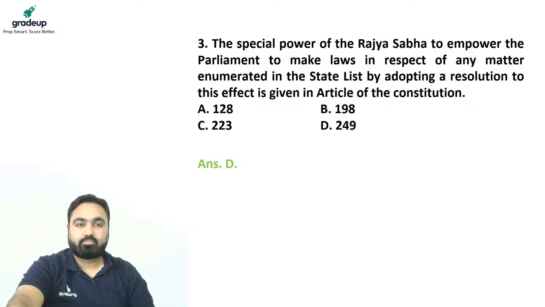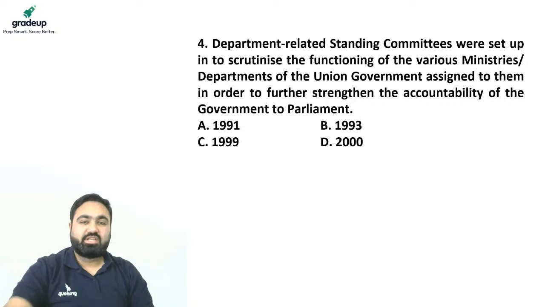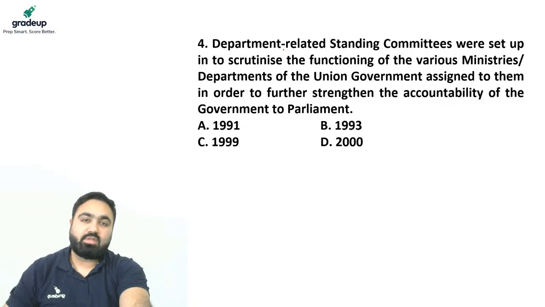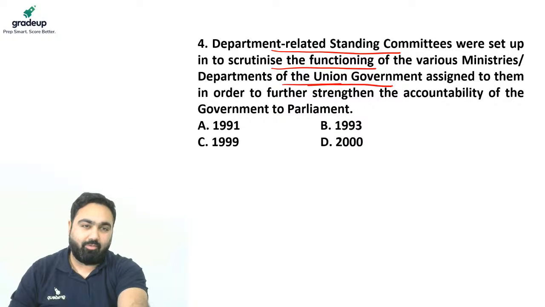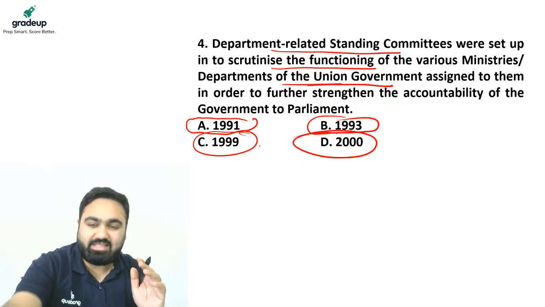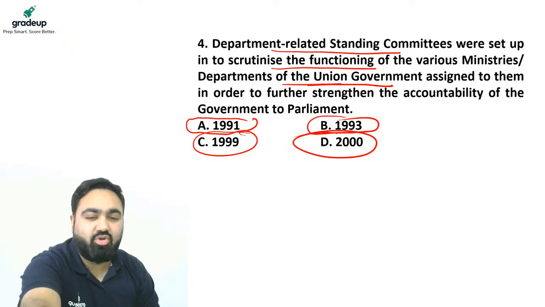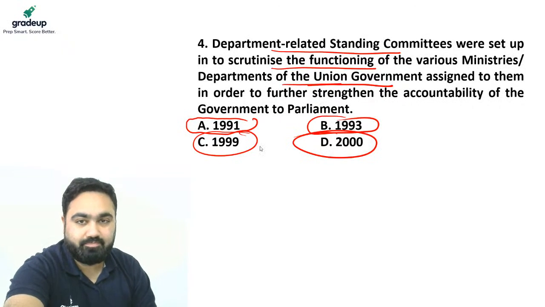Moving on to question number 4 now. Departmental standing committees were set up to scrutinize the functioning of various ministries of the union government assigned to them. In which year were they set up? The options are 1991, 93, 99, 2000. Now this can be a slightly tricky question if you have not read about this.